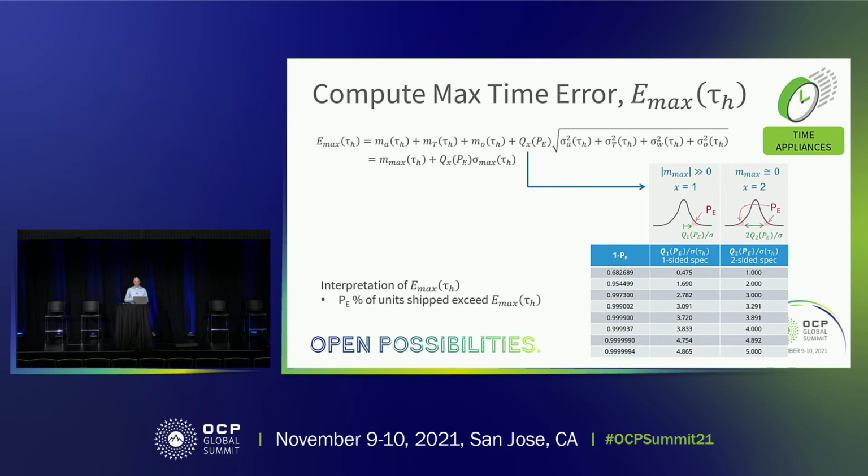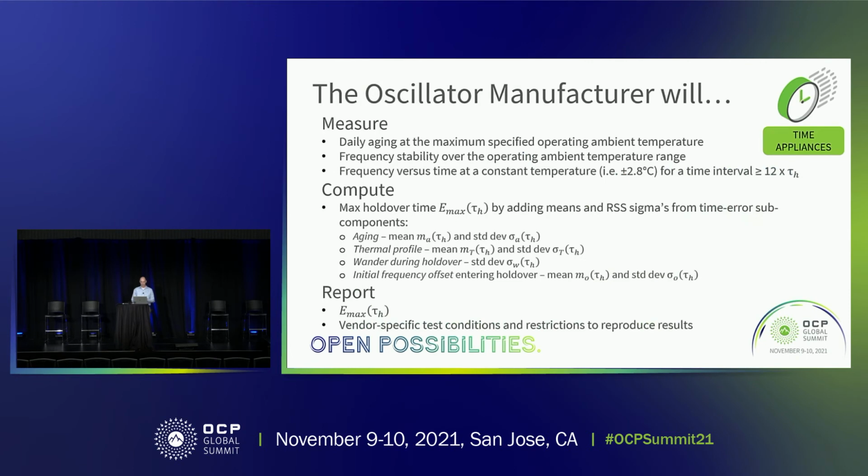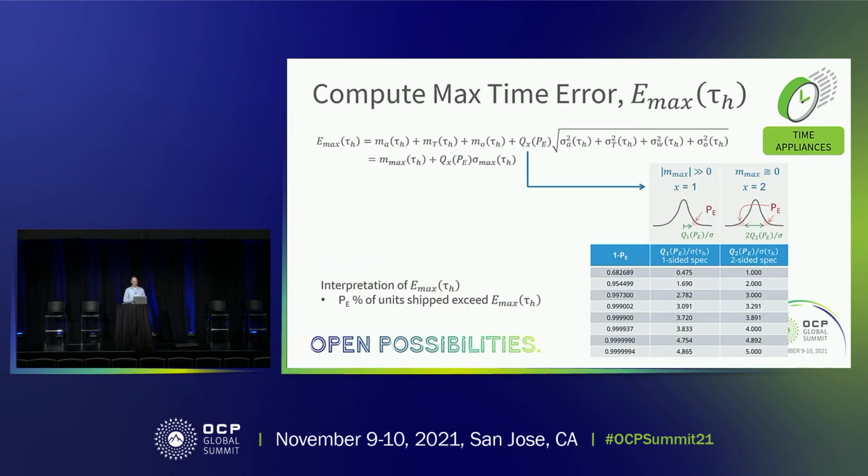Okay, so our model for computing the maximum time error is going to look at the Gaussian distribution, and it's going to sum the means and root sum square the standard deviations. Essentially, yeah. So this is a very general statistical approach for working with Gaussian distributions. And the math looks fairly complicated here, but actually it's fairly simple.